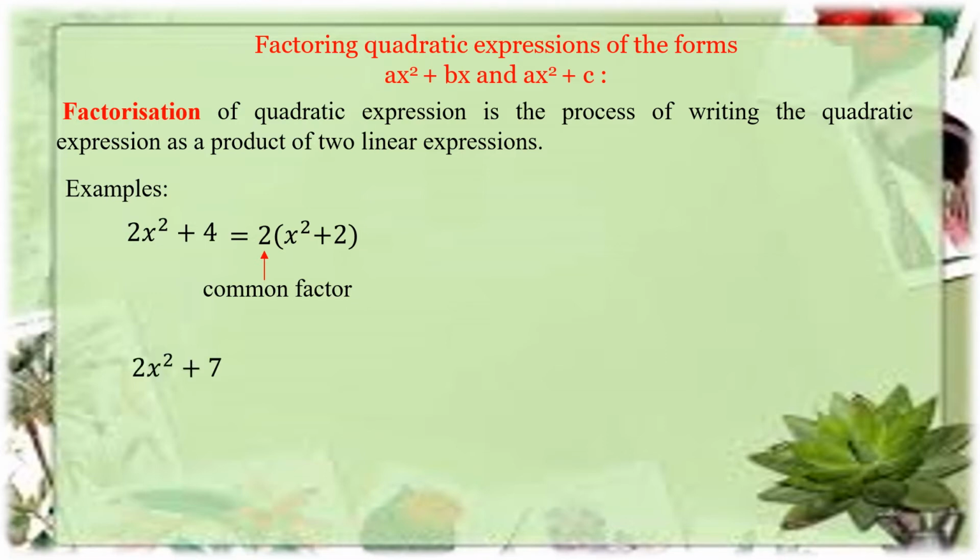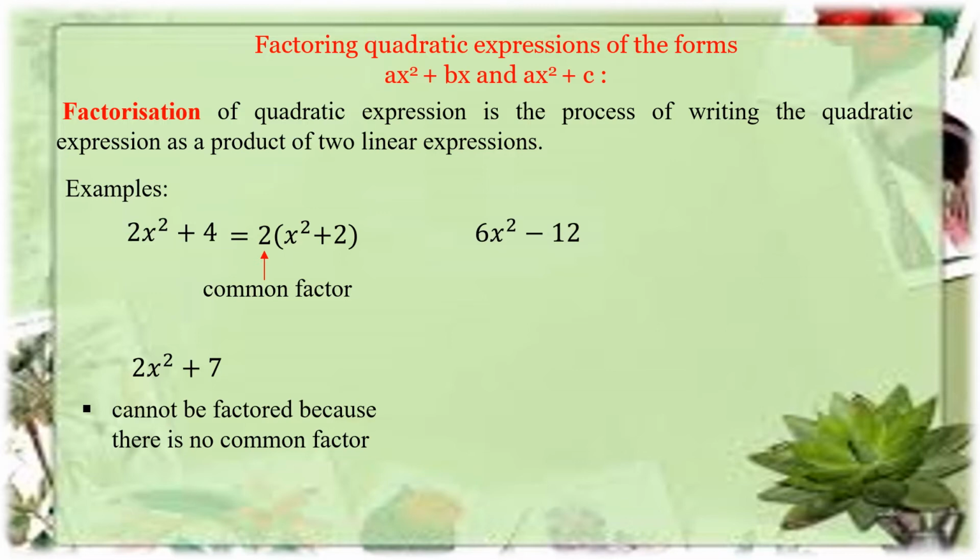How about this one? Correct. Cannot be factored because there is no common factor. How about this one? 6x squared minus 12. What is the highest common factor of this one? Correct. It is equal to 6. So therefore, the other factor is x squared minus 2.